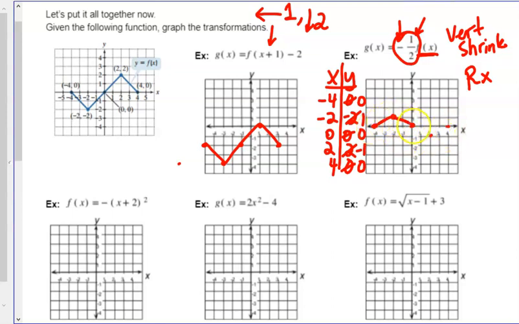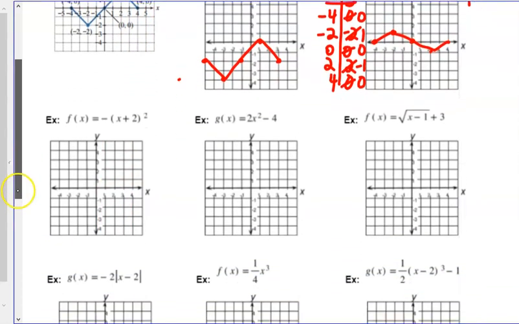That gives me that vertical shrinking, where I squashed it vertically, and I also reflected it. Notice that it went up, then down, then up, which is the opposite of what the original was, which goes down, then up, then down. Okay, so it all works out with that reflection.